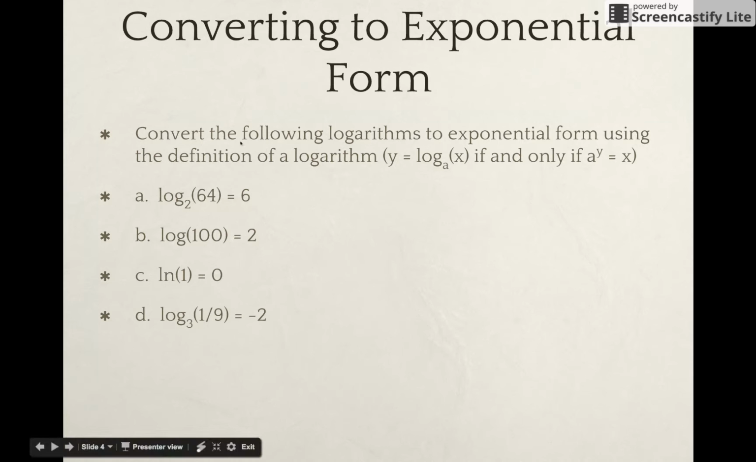Let's take a look at converting logarithms to exponential form using the definition of logarithm. Go ahead and pause your screen and see if you can convert the following 4 logarithms into their exponential form using this definition.